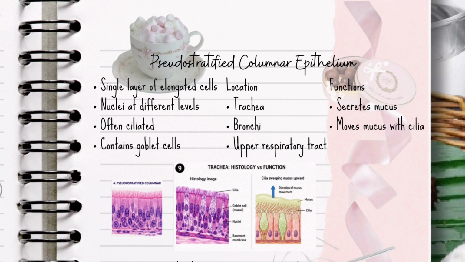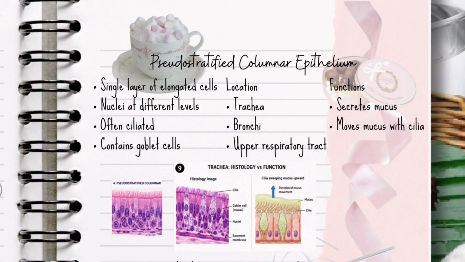It contains goblet cells, which continuously produce mucus. Dust, bacteria, and other airborne particles become trapped in this sticky mucus instead of reaching the lungs. The tissue also has cilia that beat upward in a coordinated motion, moving the mucus toward the throat where it can be swallowed or coughed out. This process helps keep the airways clean.